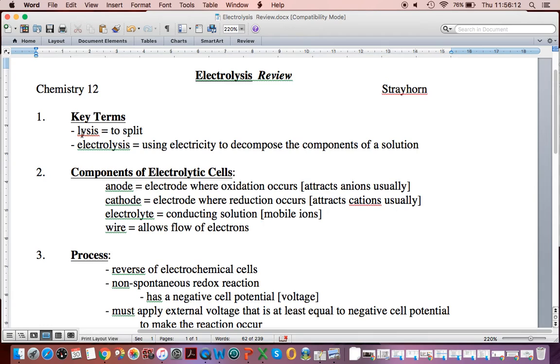So part one, lysis means to split. So electrolysis is splitting up a compound, and the compound would have been dissolved in a solution, but we're using electricity to zap it apart.